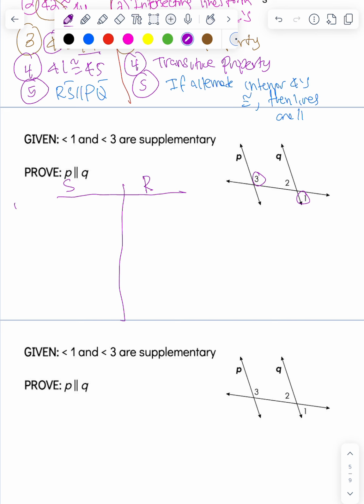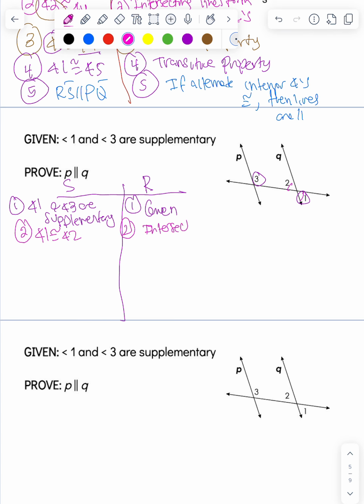So first let me put the givens. Angle 1 and angle 3 are supplementary. This means that they add to 180 degrees. And then angle 1 and angle 2 are congruent because they're vertical angles. Intersecting lines form congruent vertical angles.